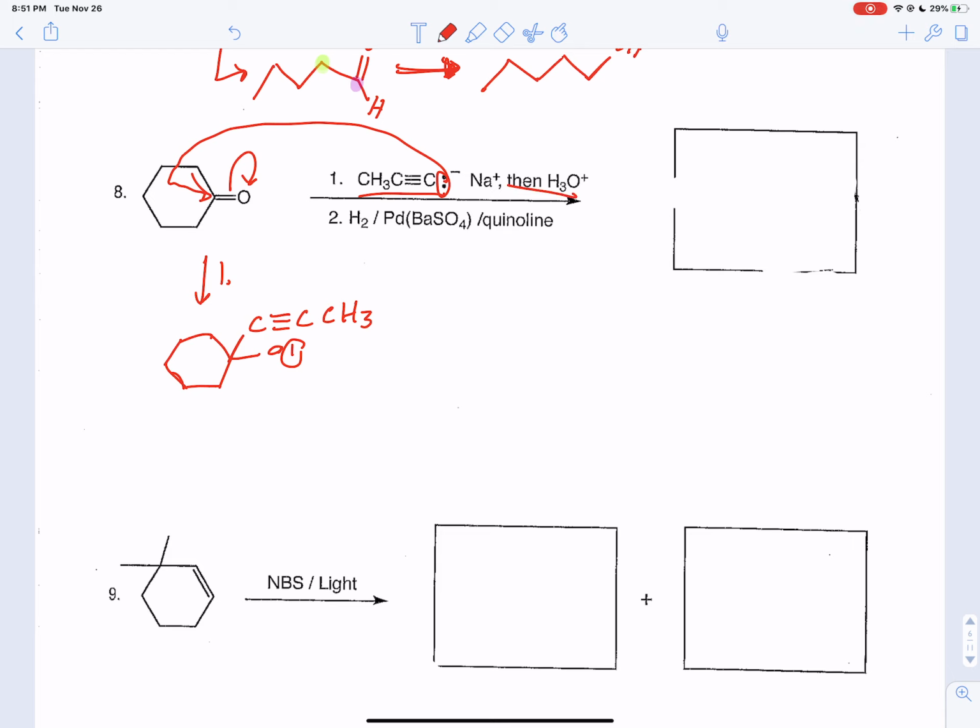Protonate, very good. So we're going to protonate that O minus, and we're going to end up with an alcohol, okay? You'll see this in the synthesis a lot. All right, so that's what we're going to get from that step. And then we have H2, Pd/BaSO4, quinoline. So what's another name for that?